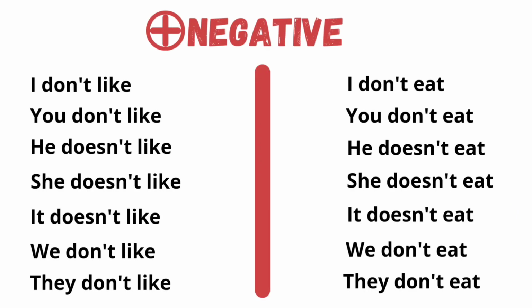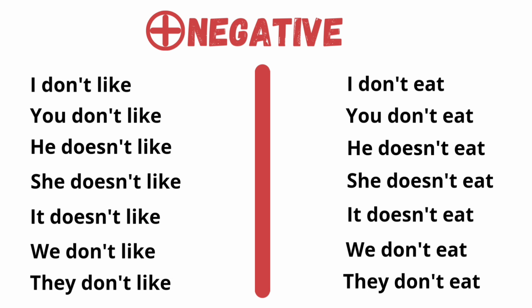An example with verb to like. I don't like. You don't like. He doesn't like. She doesn't like. It doesn't like. We don't like. They don't like.